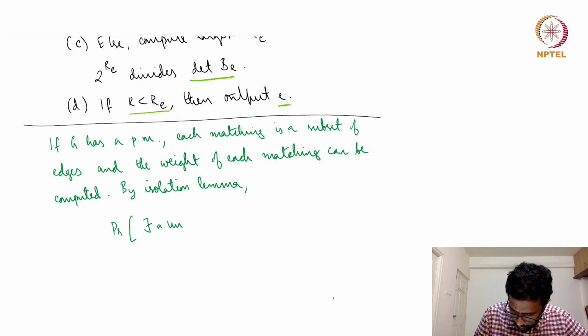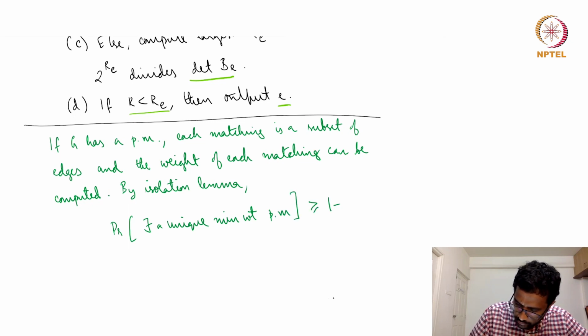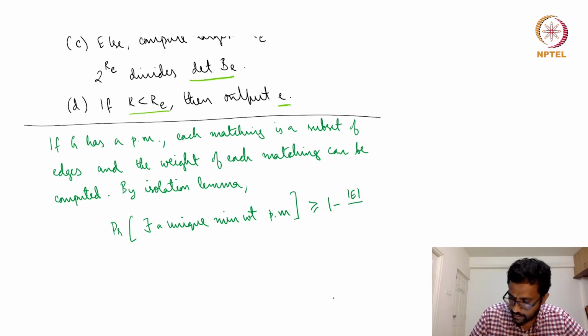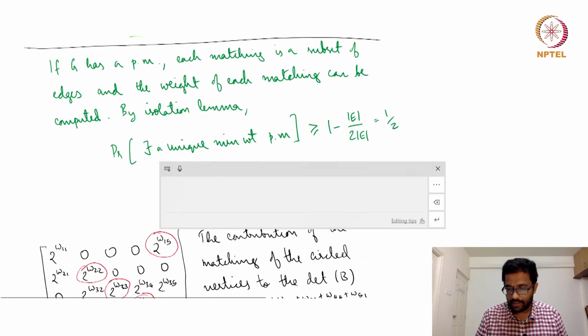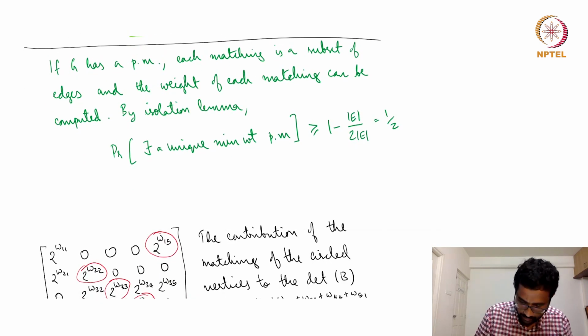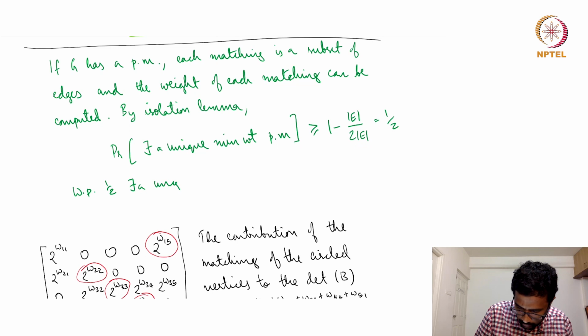There is a unique min weight perfect matching with probability at least 1 minus the size of E, the number of elements in the edge set, divided by 2 times E, which is simply half. So with probability half, there is a unique min weight perfect matching.